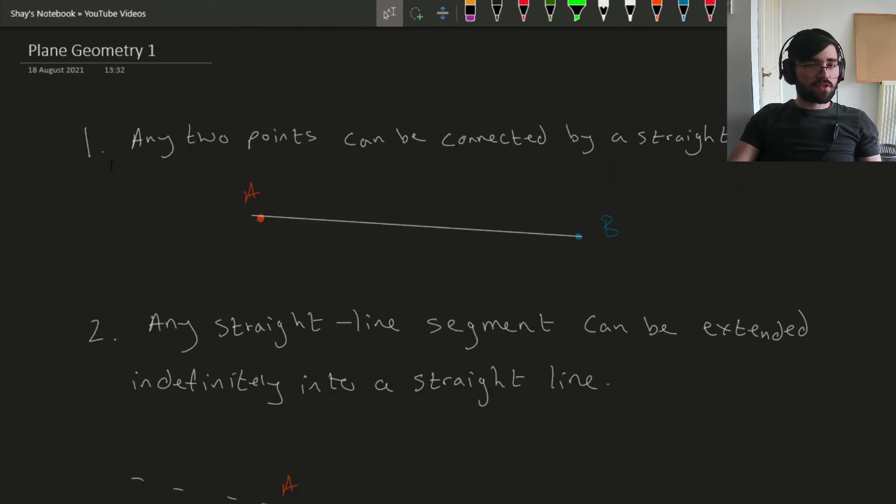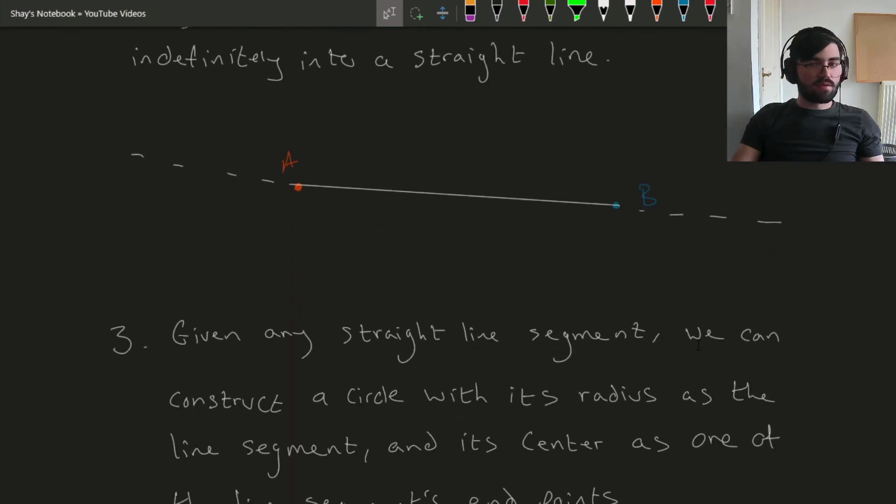Other than that, to conclude, our postulates are: any 2 points can be connected by a straight line. Any straight line segment can be extended indefinitely into a straight line. I'd like to add here my correction: any straight line segment can be extended indefinitely into a straight line. That's what we have here.